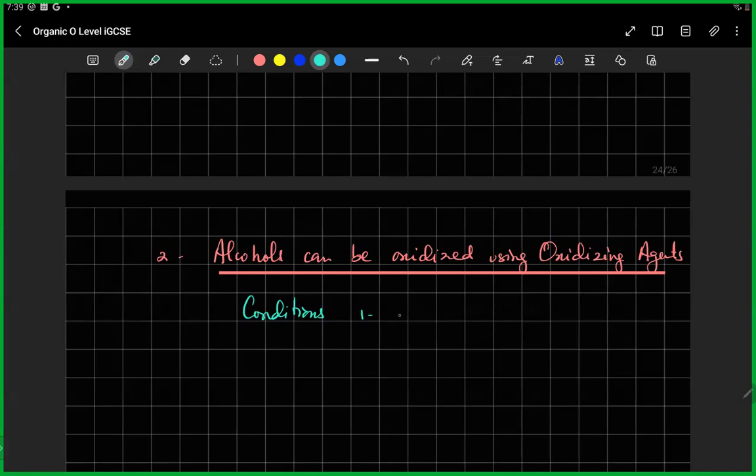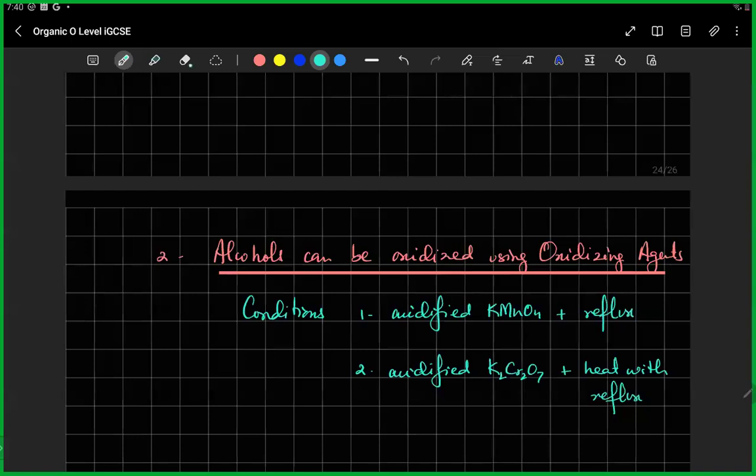There are two oxidizing agents that you have to remember in the whole of chemistry. Number one is acidified potassium manganate(VII) plus reflux. Number two, you can also use acidified K2Cr2O7 plus reflux. Write heat with reflux, that's better. I'm going to explain what reflux is.